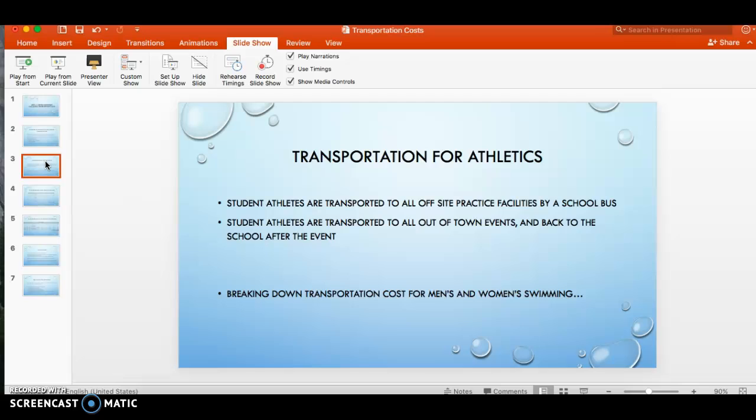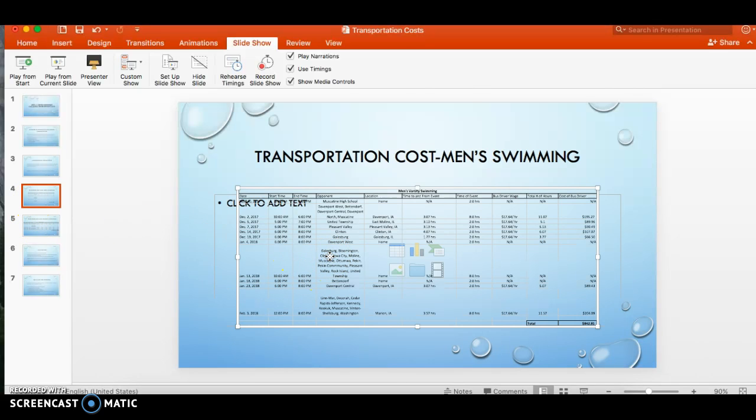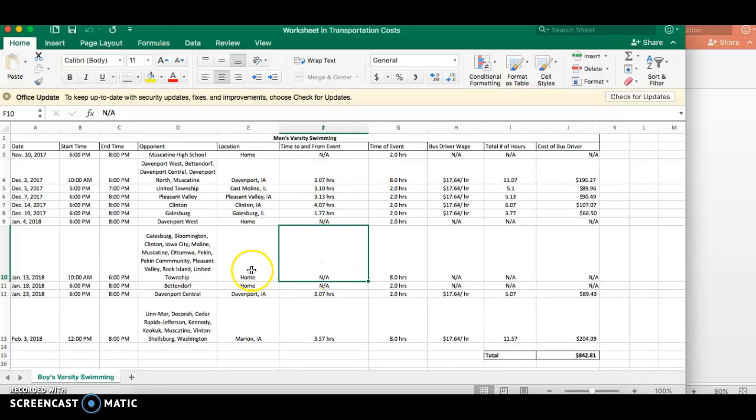So looking at breaking down transportation costs for a women's sport and a men's sport, I picked men's and women's swimming. To look at men's varsity swimming, junior varsity and varsity are put together in swimming. Based on the size of your junior varsity swim team, you don't have separate junior varsity meets, but it's all one meet, just different heats running for junior varsity and varsity. And so for the men's varsity and junior varsity teams, they had 11 different meets.